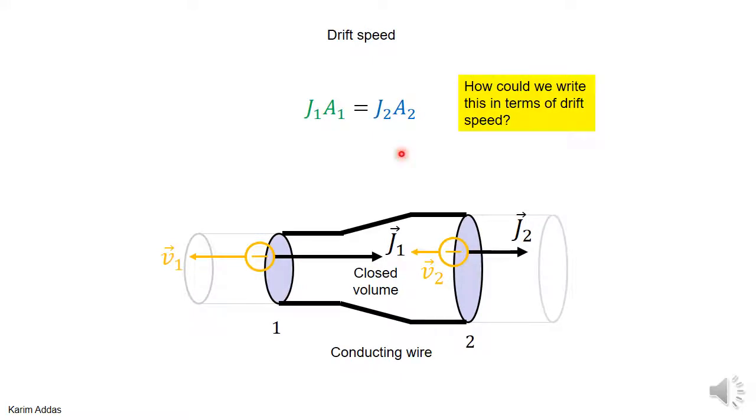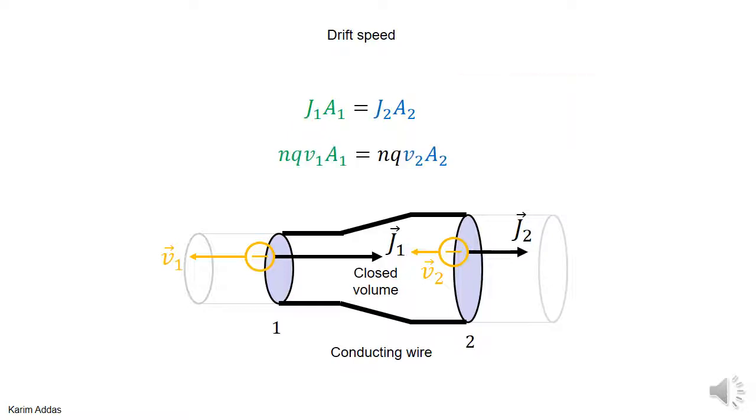And how can we then write this in terms of the drift speed? We know that J is equal to what in terms of the drift speed? J is equal to NQV. So J1 is NQV1 and J2 is NQV2, and the N is the same. Remember, we said that the charges cannot be compressed. The number of charges per unit volume stays the same. Charge Q is the same, so NQ can be cancelled. We get this result that V1A1 is equal to V2A2.